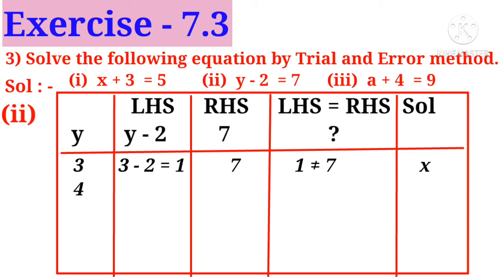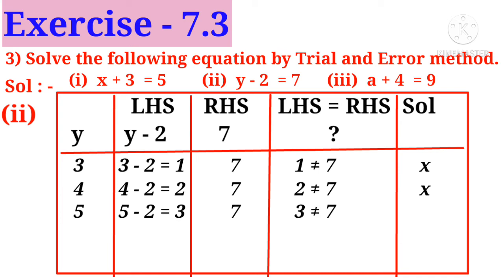Put y is equal to 4. 4 minus 2 is equal to 2. RHS 7. 2 is not equal to 7, so it is also not solution. Put y is equal to 5. 5 minus 2 is 3 on LHS. RHS 7. 3 is not equal to 7, so it is also not solution. Put y is equal to 6. 6 minus 2 is 4 on LHS. On RHS 7. 4 is not equal to 7, so it is also not solution.